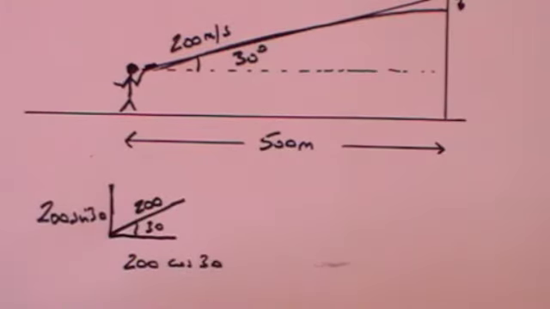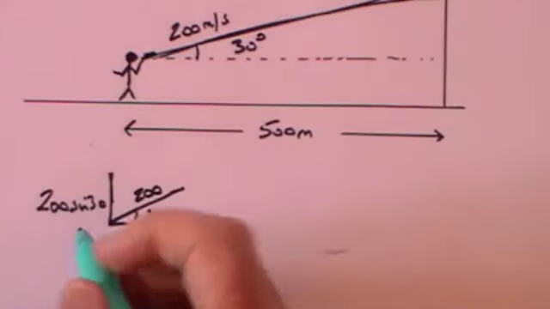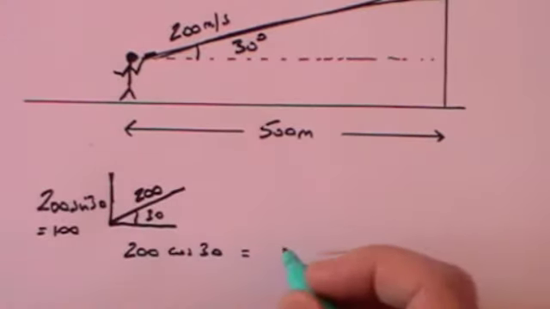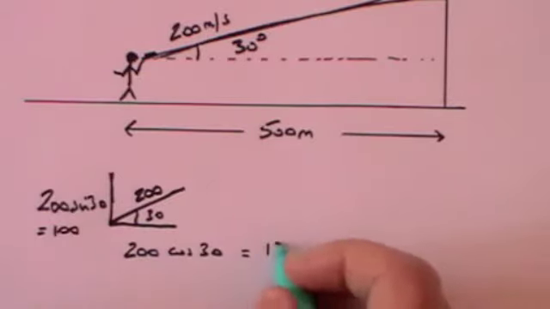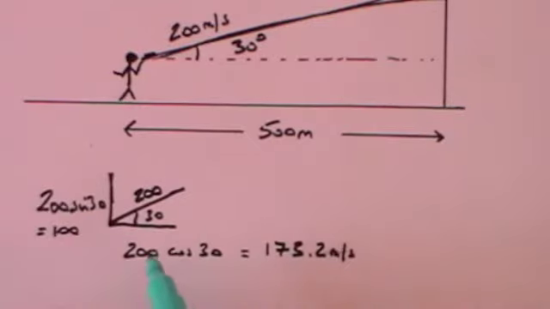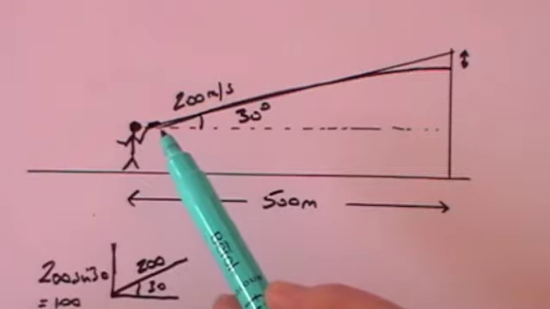And each of those can be regarded as independent. 200 times the sine of 30, well, sine of 30 is a half, so that will equal 100 meters per second, which is the vertical component of the velocity, and 200 times the cosine of 30, well, cosine of 30 is 0.866, so that comes out at 173.2 meters per second in the horizontal direction. And the point is that gravity will act on the vertical direction velocity, but it will have no effect on the horizontal direction velocity.